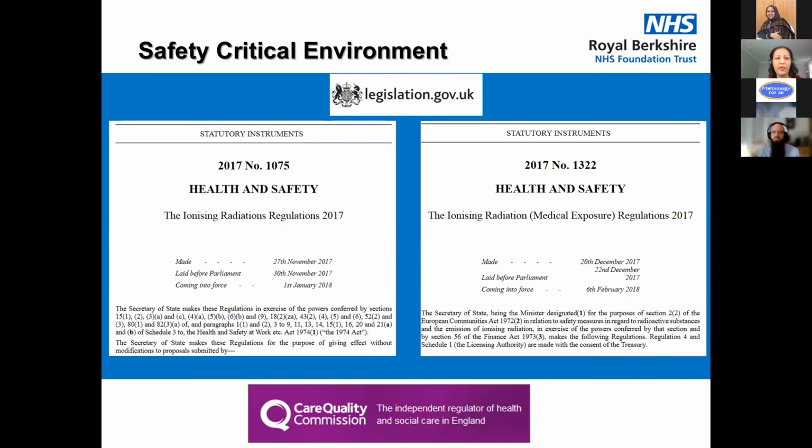In terms of radiotherapy departments for cancer treatment, we work in a safety critical environment, so we are highly regulated. There are legislations from the UK government that guide our work and give instructions, duties and responsibilities. These are the two main frameworks that we work under. The first one is the Ionising Radiation Regulations, and the other one is the Ionising Radiation (Medical Exposure) Regulations. These are really the rules and legislations that we work under and have to follow. The Care Quality Commission enforces these regulations.